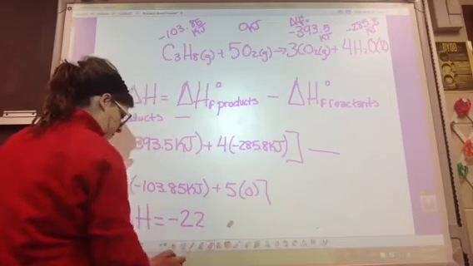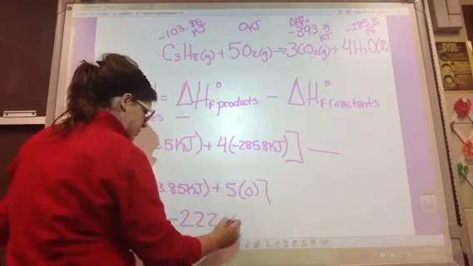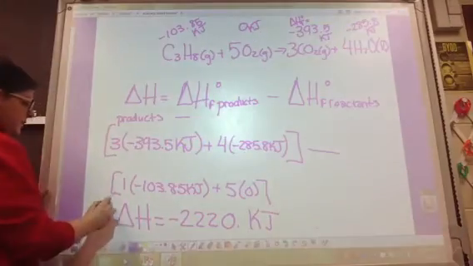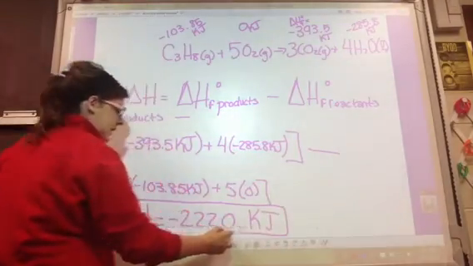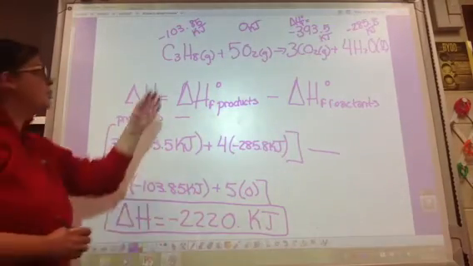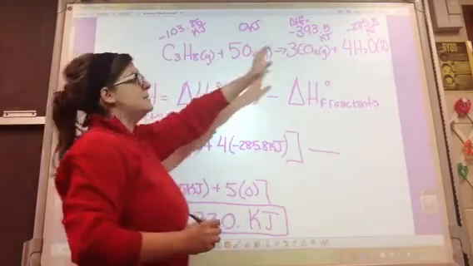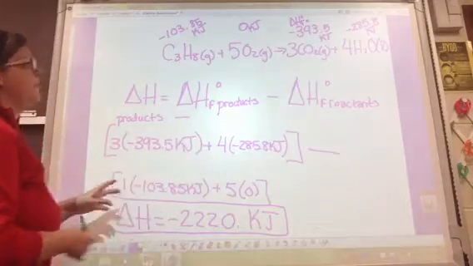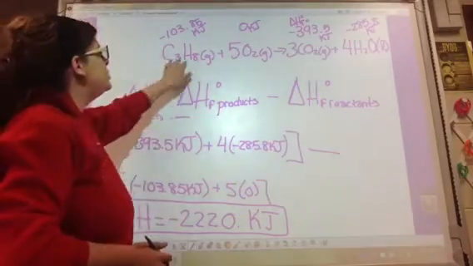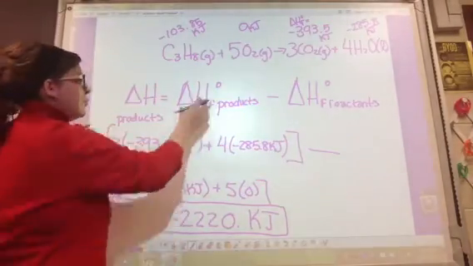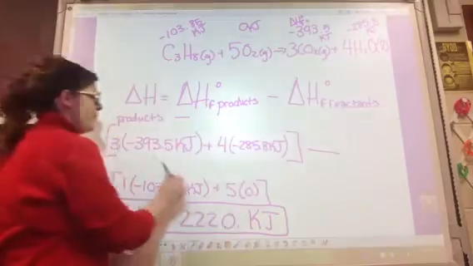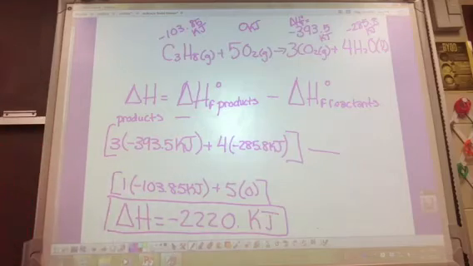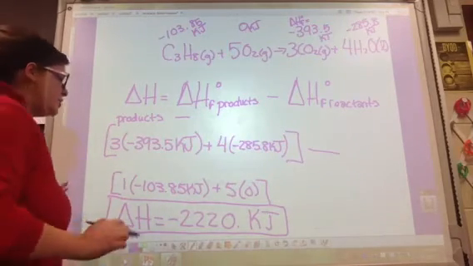So let's go back. 2220 decimal place kilojoules, because that would give us 4 significant figures there. So all I have to do is look up my reactants and my products in Appendix C to find their delta H or their standard enthalpy of formation values. Once I do that, I can do products minus reactants, make sure I multiply by coefficients, and then I'll get my delta H value. It is really just that simple.